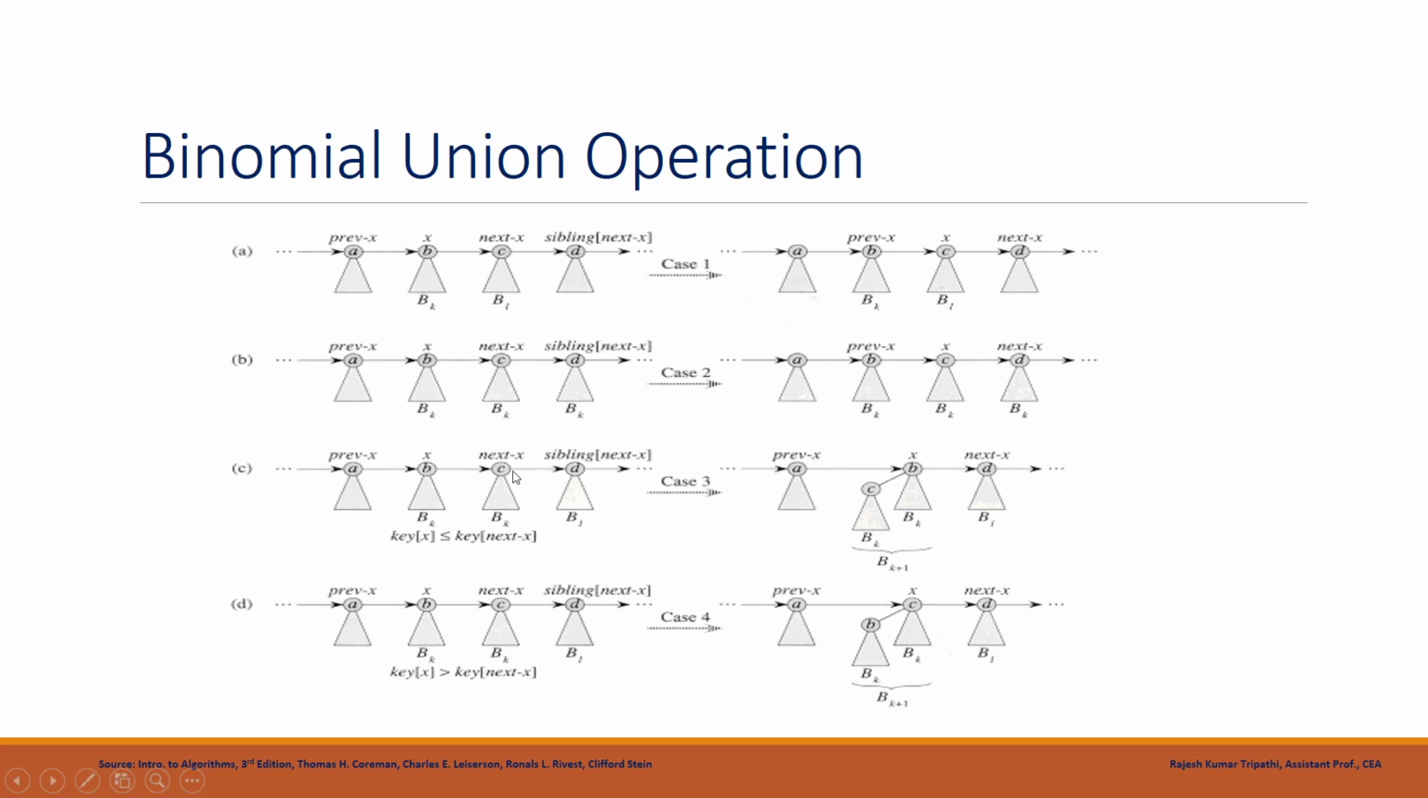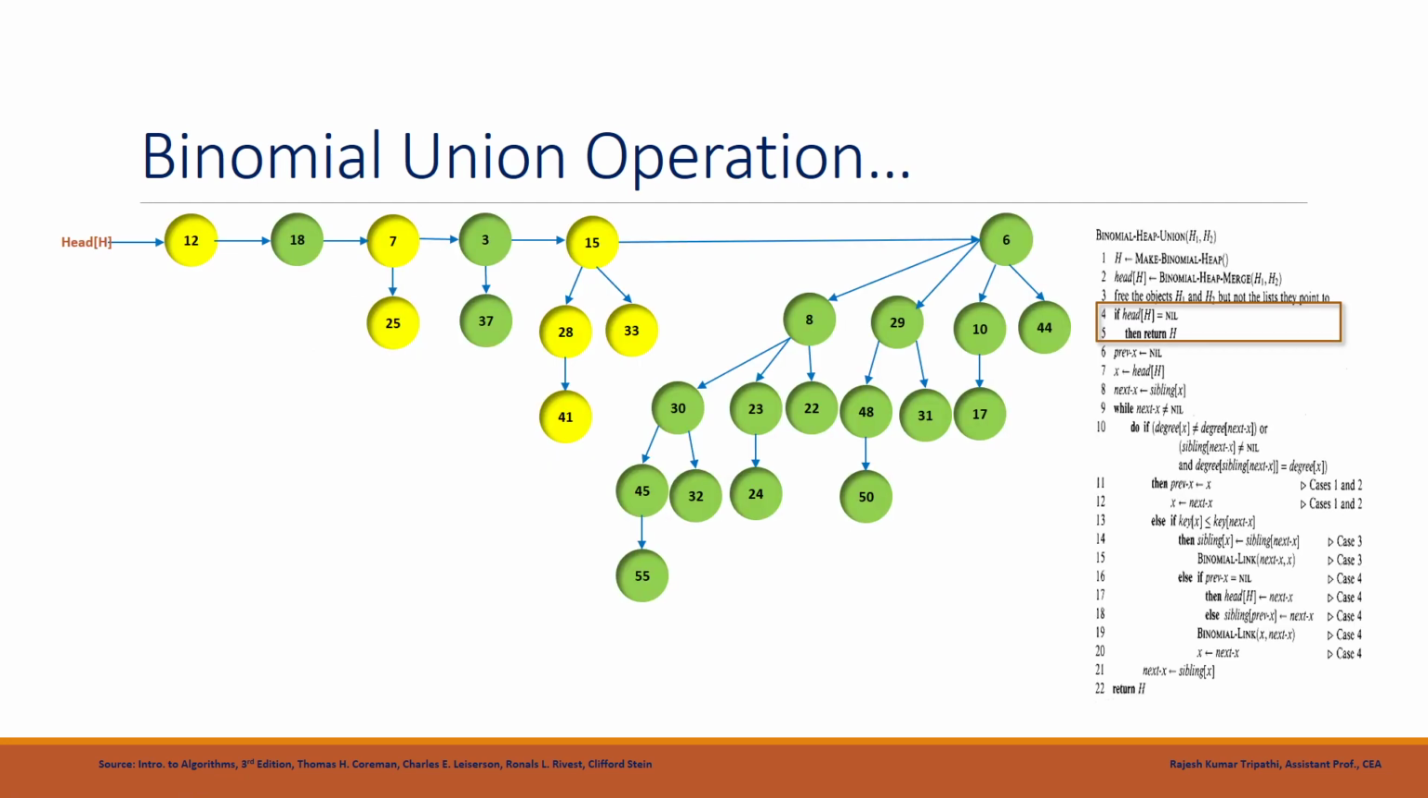So here next X will become a left child of X. You can see here, C will become a left child of B. In the second case, if key of X is greater than key of next X, then X will become a left child of the next X. You can see here B will become a left child of C. So I hope that you will remember these 4 cases for the union operation.